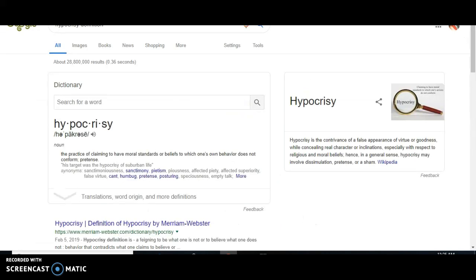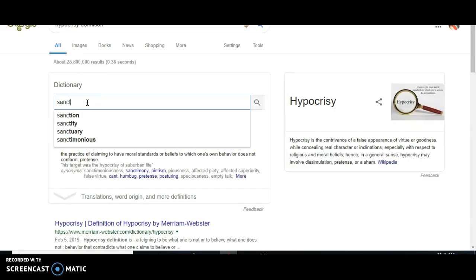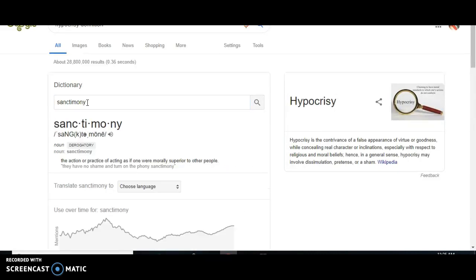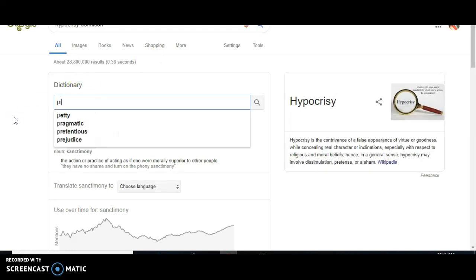Okay, hypocrisy: the practice of claiming to have moral standards or beliefs to which one's own behavior does not conform. Pretense. That perfectly describes the grandmother, right? Sanctimony: the action or practice of acting as if one were morally superior to other people. It's false piety, right?